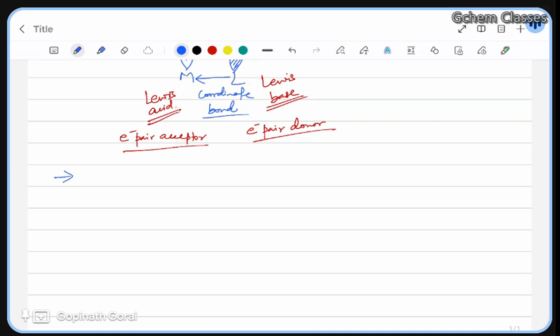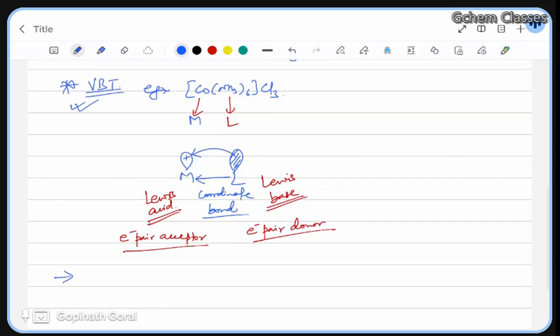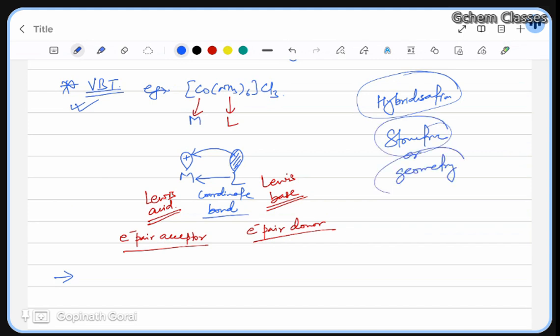Now according to VBT, we have to see some of the points, because VBT is generally helping only for hybridization, whether it is inner orbital or outer orbital, and what is the geometry of the molecule. Only for these three. It will say about the hybridization of the coordination complex, and also its structure. Either you say structure or you can say geometry.